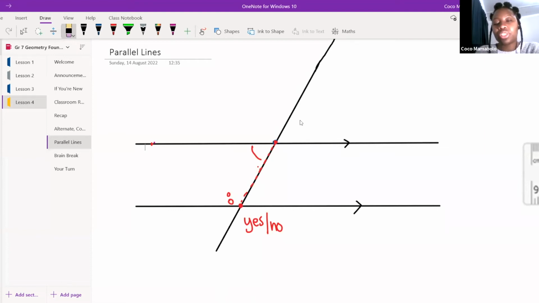Oh, Onami, if you're struggling with measuring it, I need you to go watch lesson 1, where we learned how to measure and how to draw angles. That'll help you a lot on how to measure. Okay, excellent, guys.